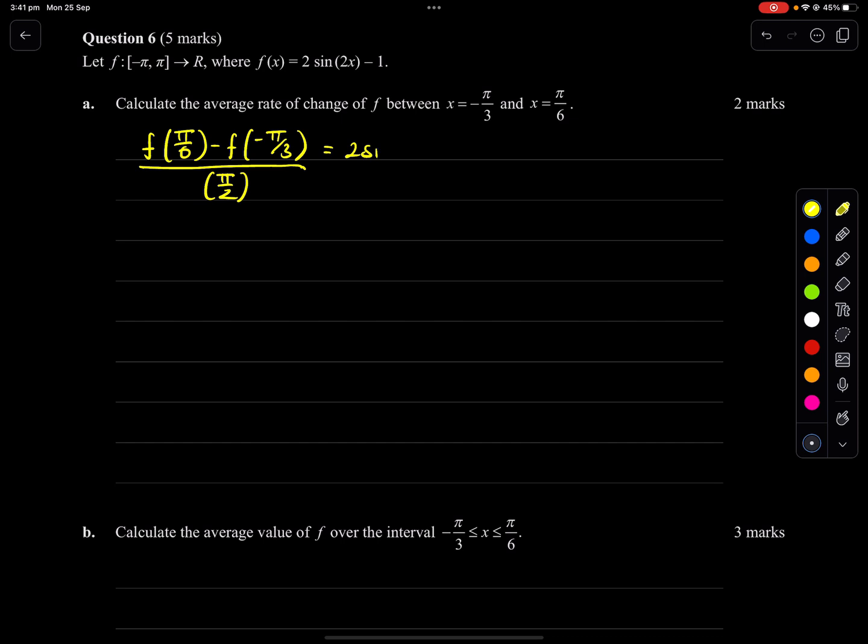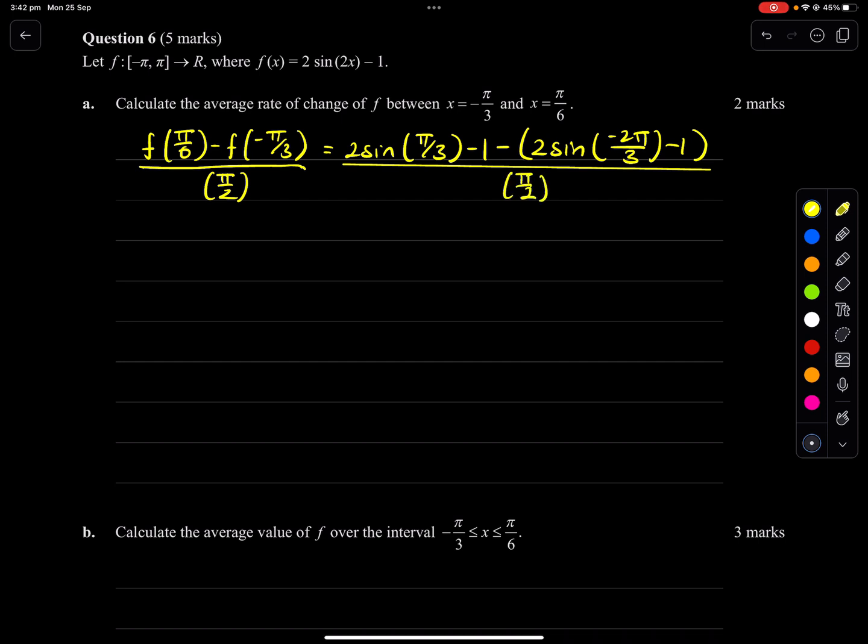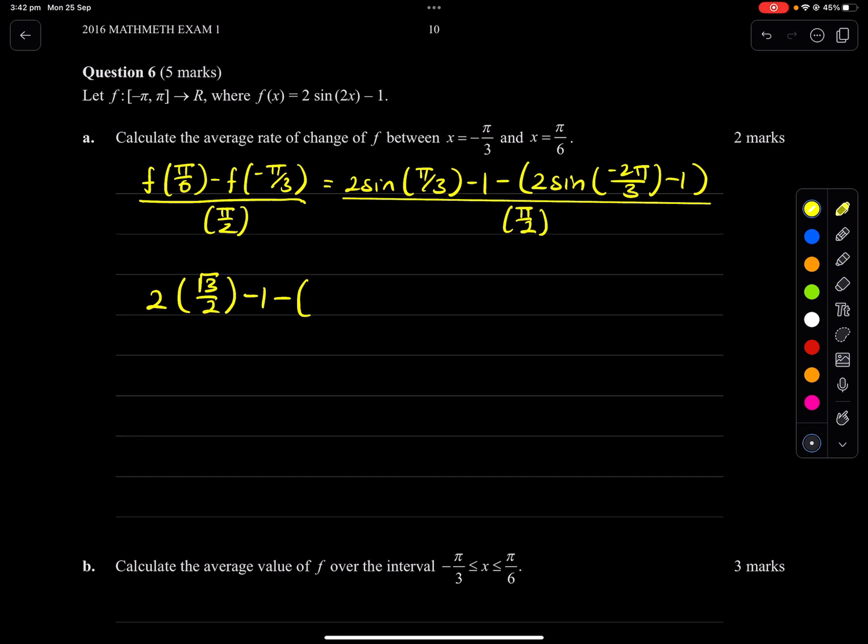So it's just 2 sine pi on 3 minus 1, minus 2 sine of negative 2 pi on 3 minus 1, all over pi on 2. Now, this will simplify to, what's sine pi on 3? Well, we know that's root 3 on 2, minus 1 minus. We can take that negative to here, so that becomes a positive. So what's pi on 3, pi minus?